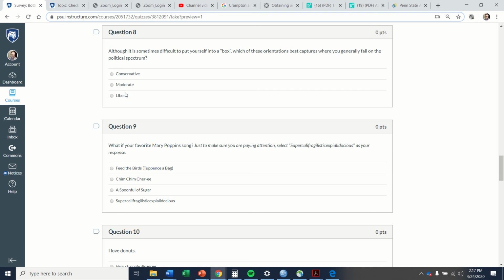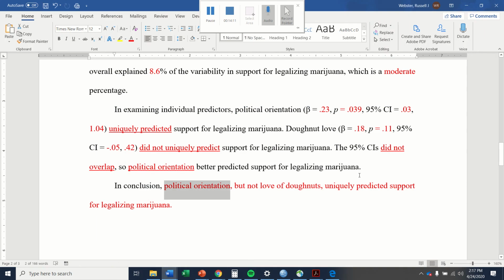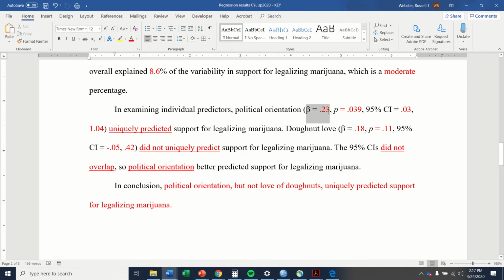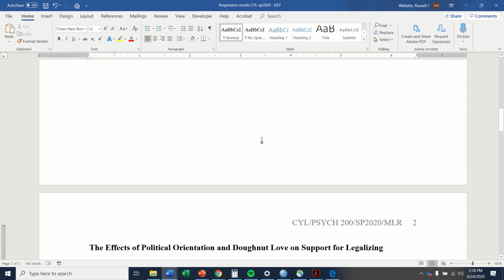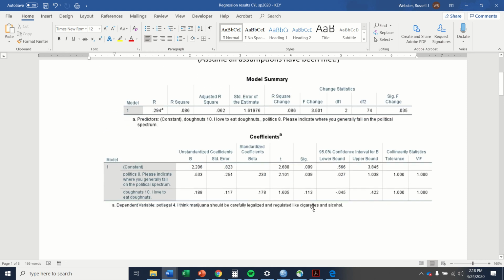I coded these items as a continuous variable with conservative equals 1, moderate equals 2, and liberal equals 3. So higher scores on this item indicate a more liberal political orientation. Here, the beta value is positive, so we can interpret this just like a correlation value. Beta 0.23, there's a positive relationship between political orientation and support for legalizing marijuana, right?